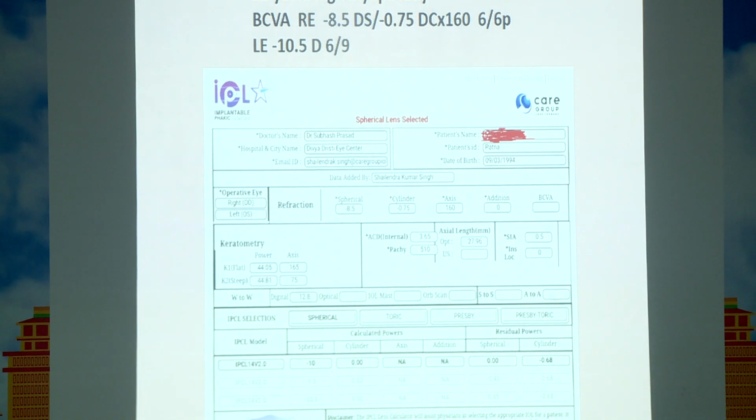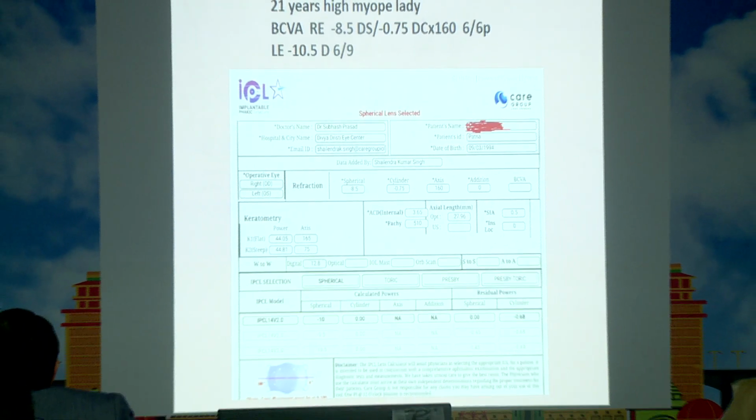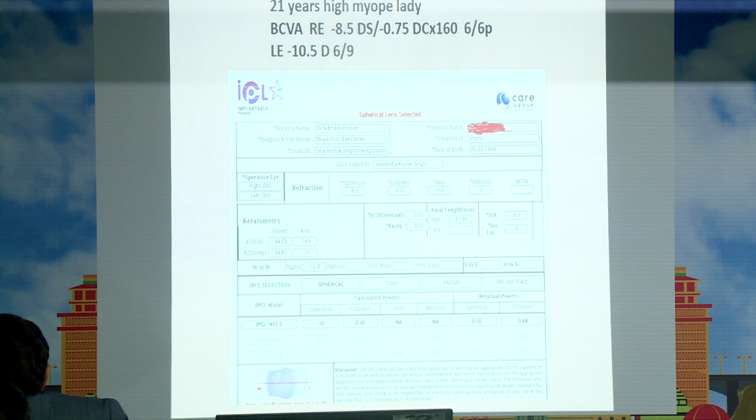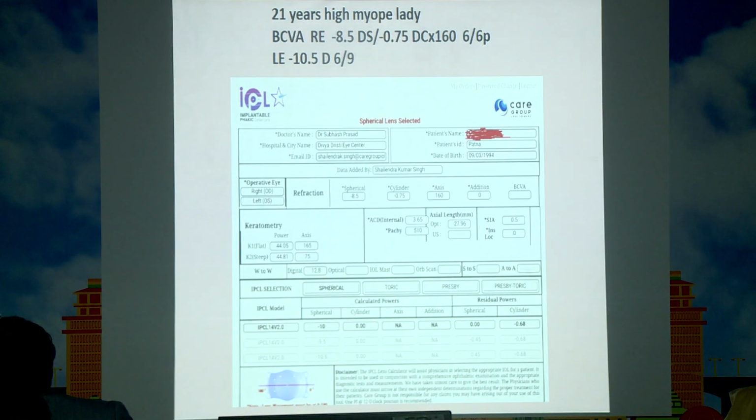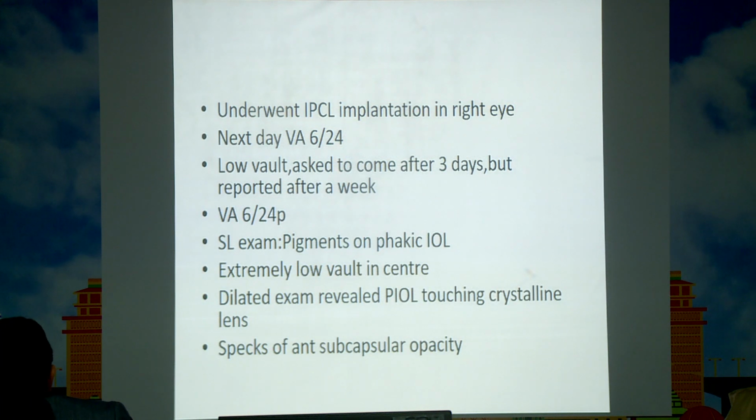So let us come to a real case scenario. A 21-year-old high myope lady underwent phakic IOL implantation for myopia of minus 8.5 diopter in the right eye, and next day the visual acuity was 6/24. That was quite unexpected, and there was slightly low vault, but I asked the patient to come after 3 days, but she reported after a week.